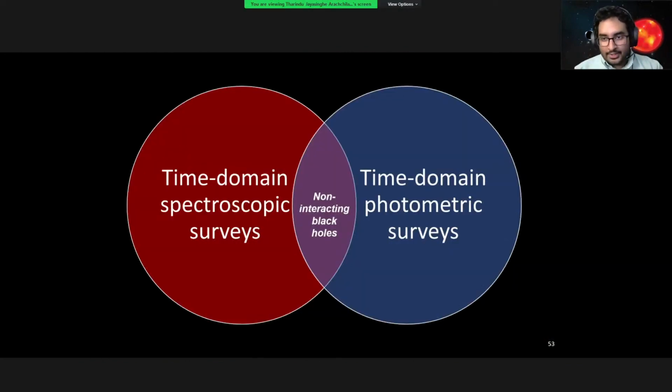Again, I want to stress that this work is best done with the overlap between spectroscopic surveys and photometric surveys. As the sample size in this overlap continues to increase in the near future, that presents us with more opportunities to find non-interacting black holes. I'm very excited for what's to come, and I look forward to making more discoveries of these interesting systems.